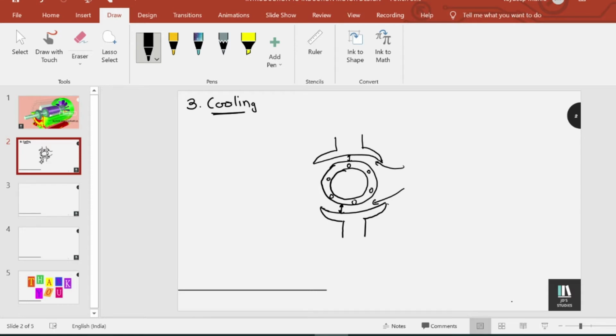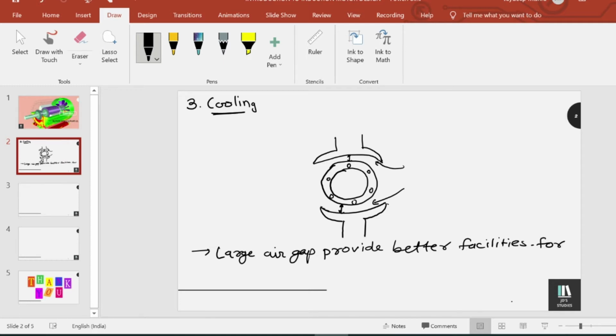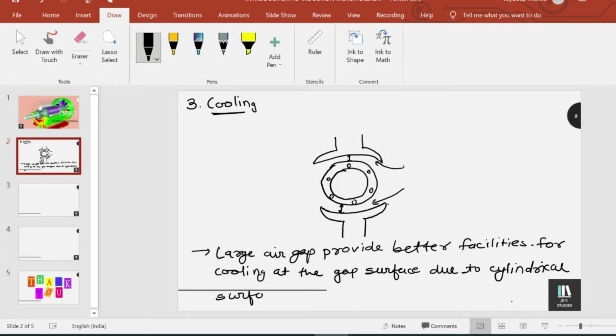So, a large air gap provides better facilities for cooling at the gap surface due to the cylindrical surface.